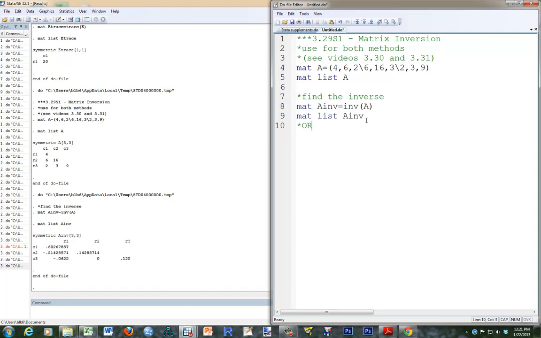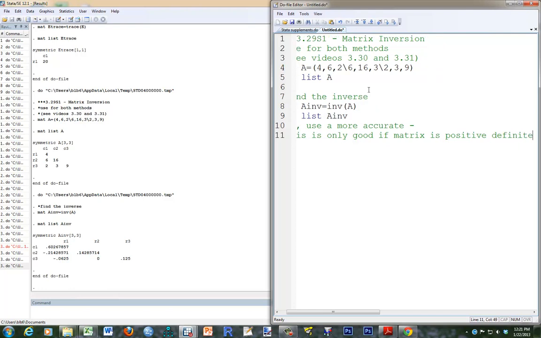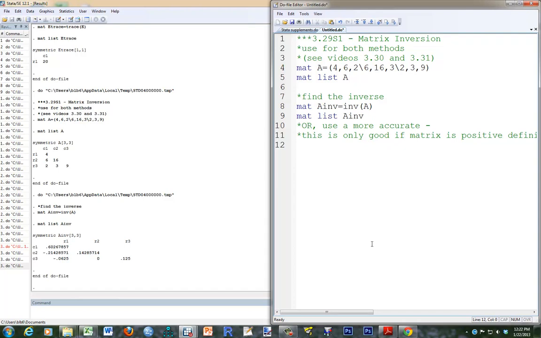However, there is another thing that you can do. You can use a more accurate way, but this is only good if the matrix is positive definite. And just for your information, a matrix is positive definite if each of its upper left matrices has a positive determinant. And we talk about that when we talk about the rank of a matrix, which is video 3.32.